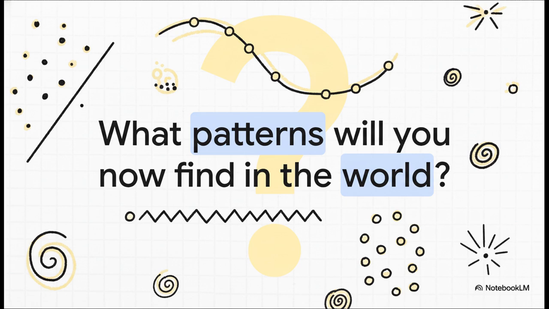So I have a final question for you. Now that you understand how we can find straight lines and curves and decision boundaries in data, what patterns are you going to start seeing? What relationships will you look for in the world around you?